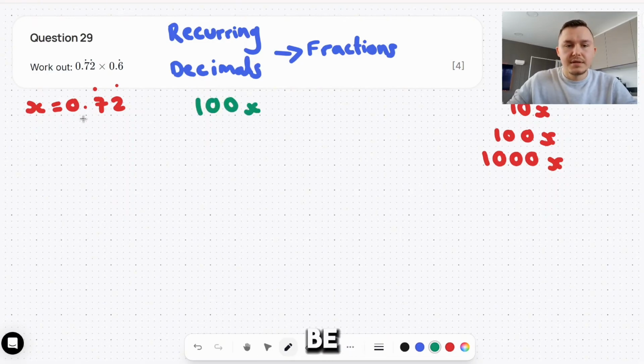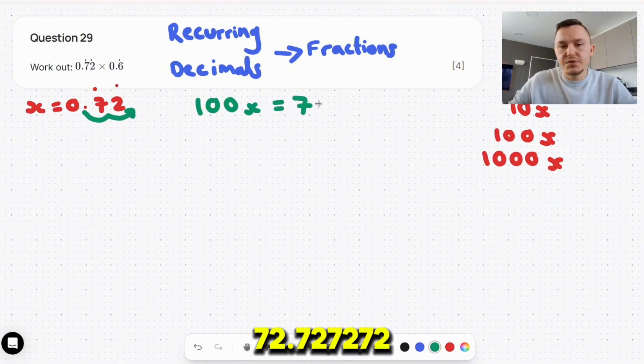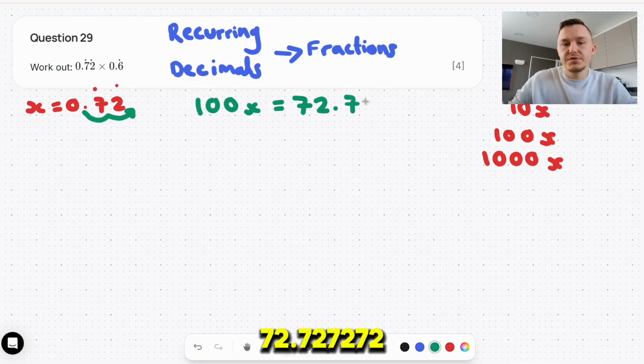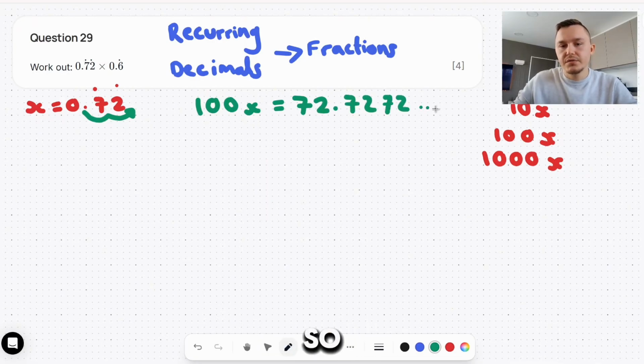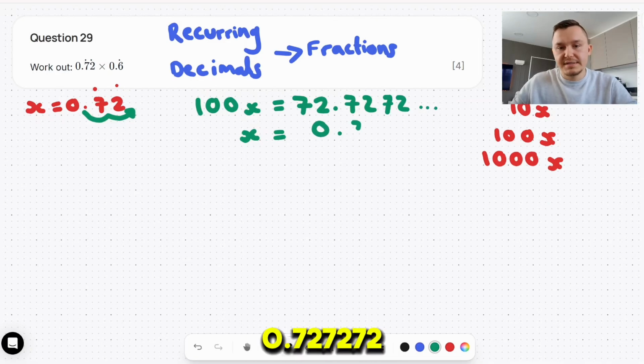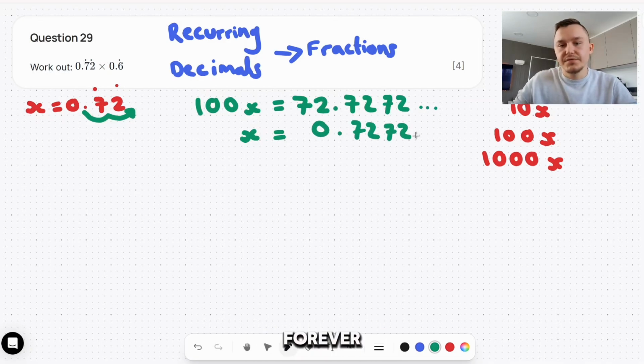100x would be this multiplied by 100. So move that decimal place forward 2 spots, which will make it 72.727272 and so on, right? Because the 7 and 2 are recurring. The next thing you do after this is you write down the x value underneath it, which was 0.727272 forever. And you subtract these from one another.